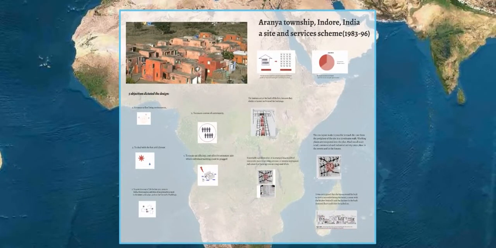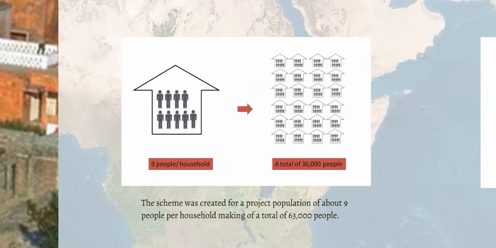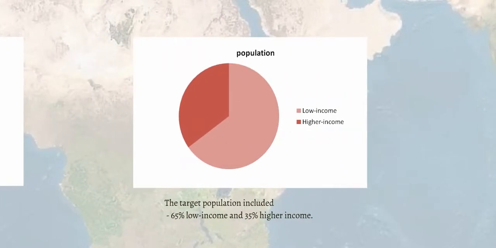Aranya Township in Indore, India, a site and services scheme. The scheme was created for a design population of about 9 people per household, making a total of 63,000 people. The target population included 65% low income and 35% higher income.